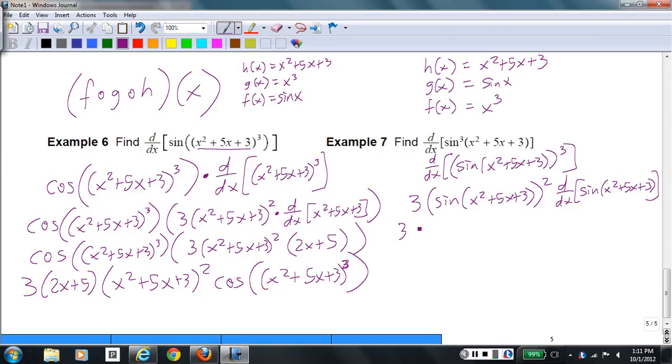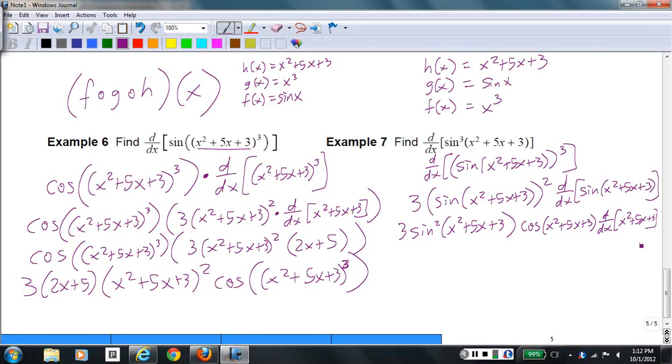So copy the 3 times sine. At this point, I actually can get by with calling this sine squared. The notation is appropriate there because we're actually squaring the sine of that expression. So 3 times sine squared of x squared plus 5x plus 3. Now I'll take the derivative. Derivative of the sine of that expression is the cosine of that expression. Cosine of x squared plus 5x plus 3 times the derivative of x squared plus 5x plus 3.